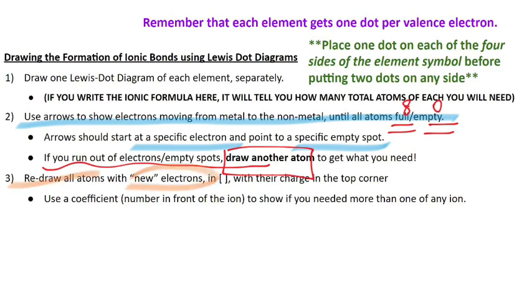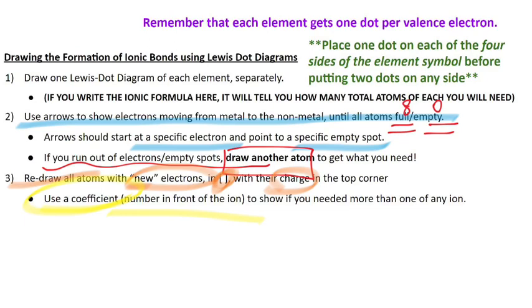So we're going to draw them as full and empty with their charge in the top corner of these little square brackets that we're going to put around them. Now, when we have more than one atom of the same type that are involved in this process, you could draw them more than once, or you could just use a coefficient, a number in front of that ion, to show that we needed more than one. And it's kind of up to you. I'll accept it either way.